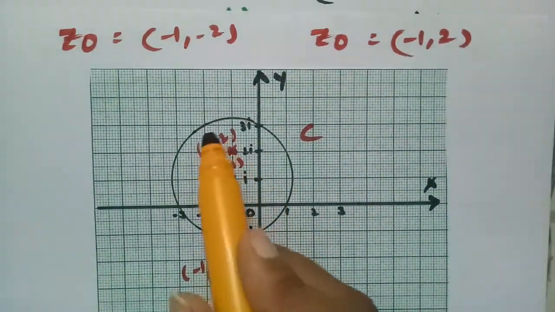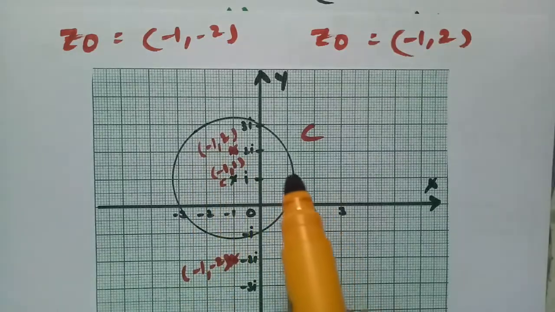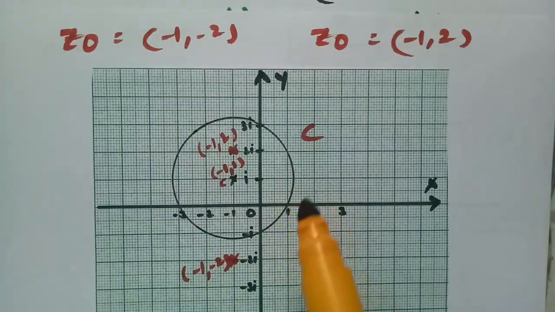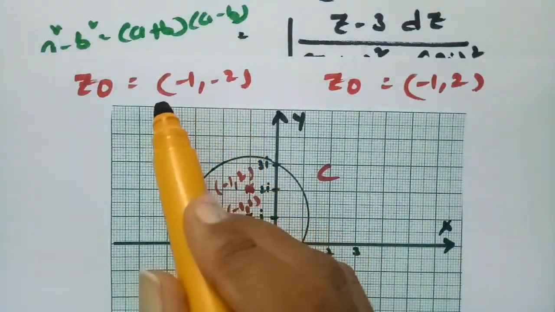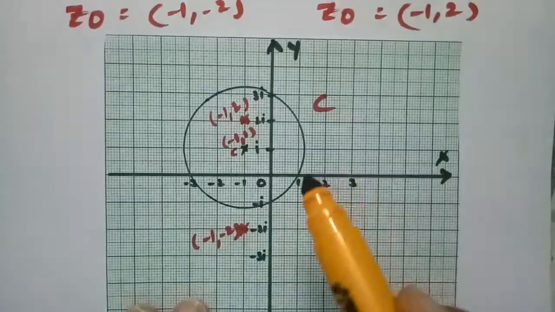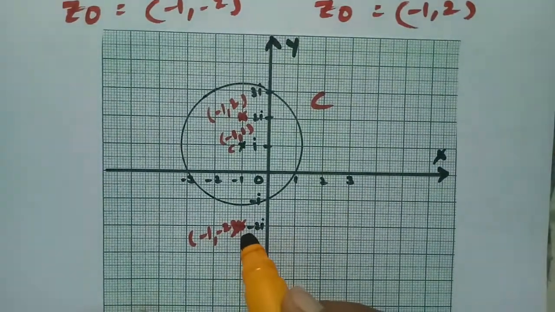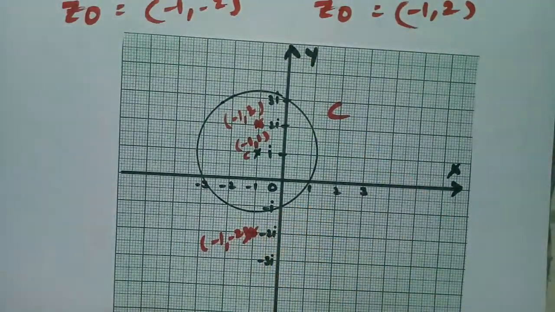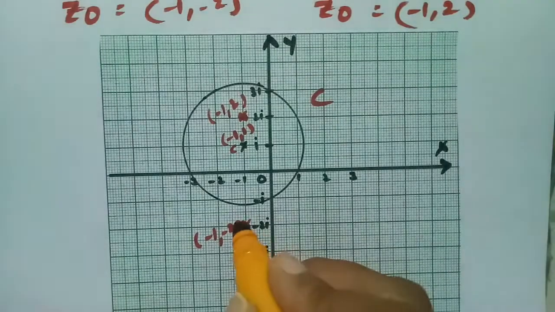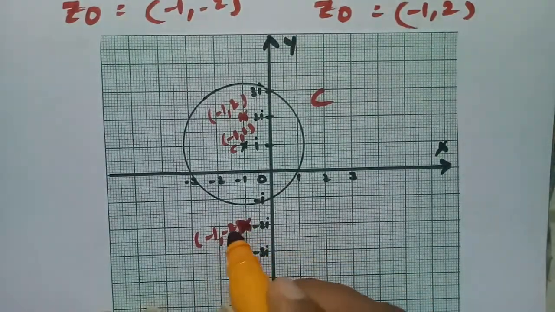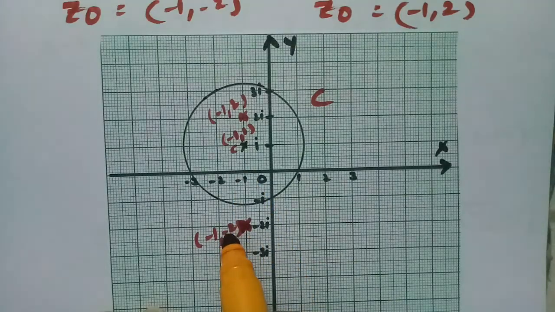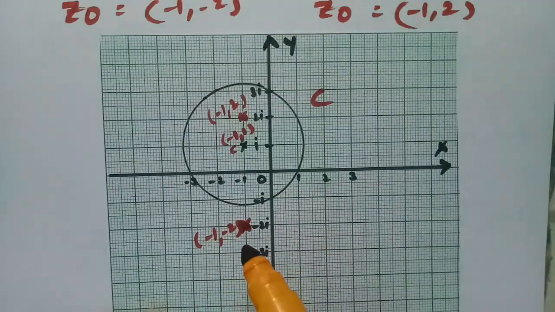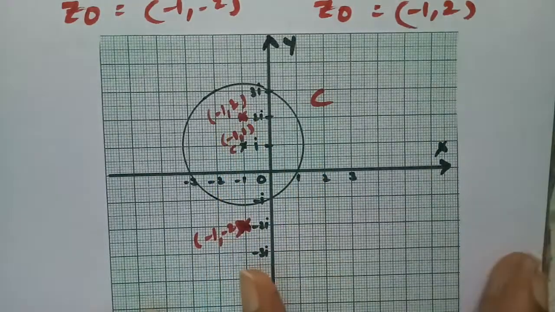So only for this point z0, Cauchy's integral theorem is applied, whereas for the points minus 1, minus 2i, Cauchy's integral theorem is not applicable as it is outside the circle C. So be very careful. See here, this is the point which you have to note. This is minus 1 on the x-axis and minus 2 on the y-axis. As it is outside the circle C, Cauchy's integral formula is not applied, whereas for this point it is applied.